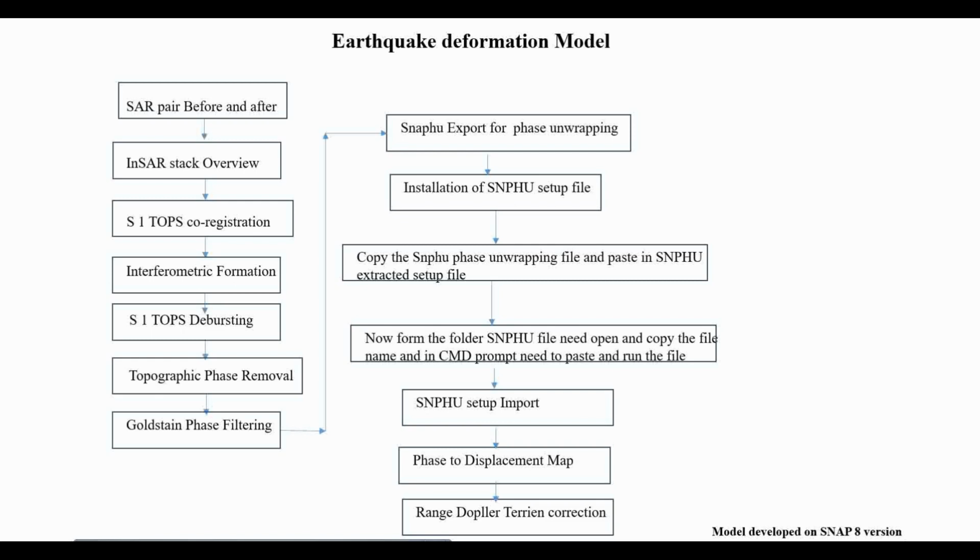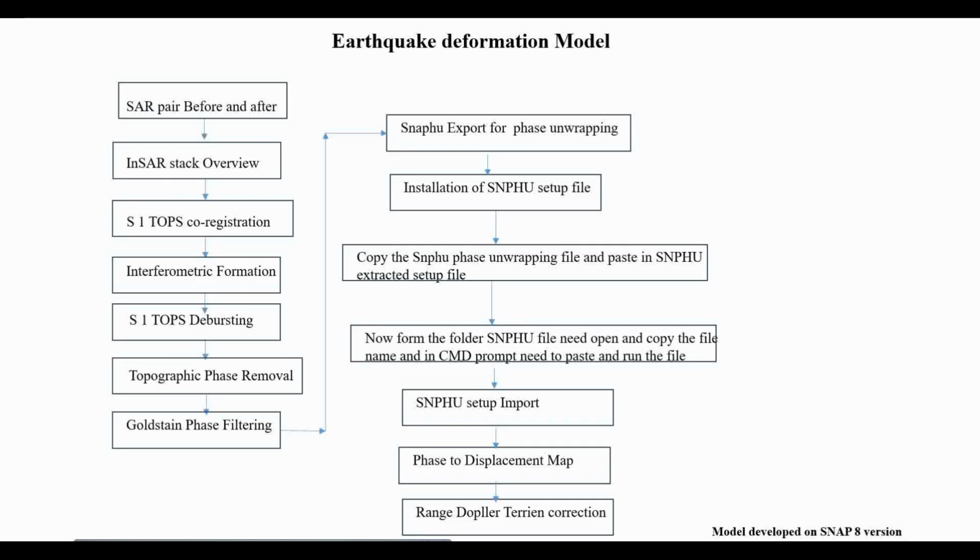And then there is a correction technique called Sentinel-1 TOPS deburst, that we will do, and then we will focus on the topographic phase removal process. To make the data clearer and remove noise, we will use a filtering technique usually applied over SAR images. In this case it is called Goldstein phase filtering, that we will apply. And then we need to export for SNAPHU for the phase unwrapping. It is basically called a phase unwrapping technique.